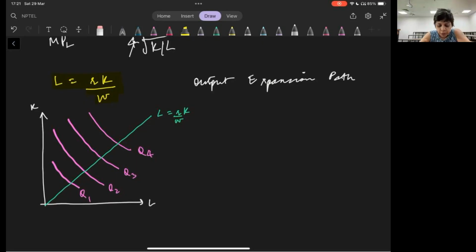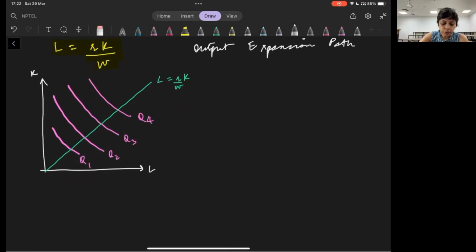This is what output expansion means. As you're moving from Q1 to Q2 to Q3 to Q4, in what way are you adjusting labor and capital? Because there needs to be some relation between labor and capital. You cannot just arbitrarily pick any labor and any capital, right? You will maintain a certain relationship between L and K. And that relationship we are getting from the condition of cost minimization. It's not arbitrary. As we change the output, how we are varying L and K is given by this green line. As you can see, if you jump from Q1 to Q2, L and K will change in this particular way. You change L from, let me draw it here.